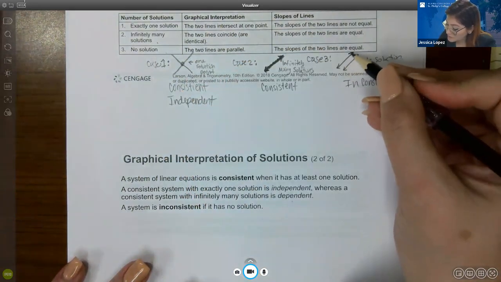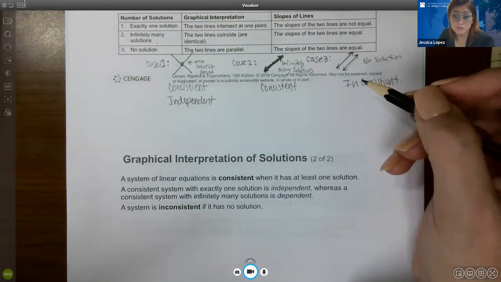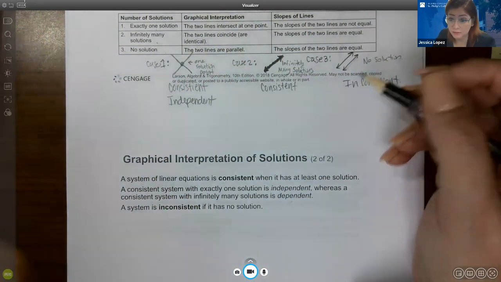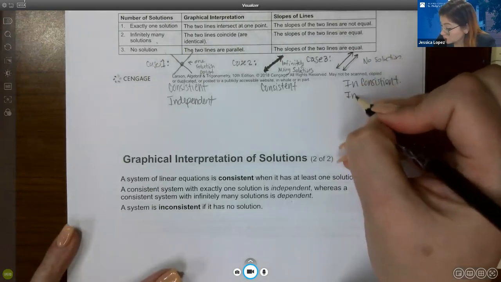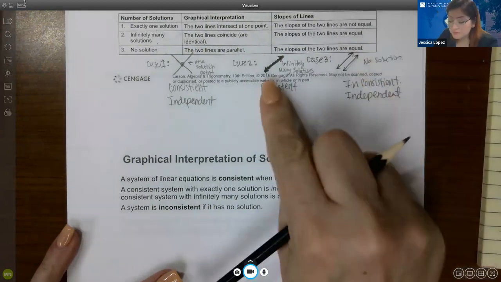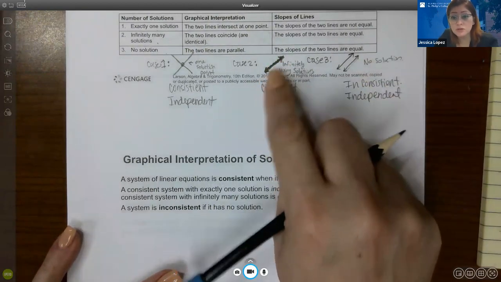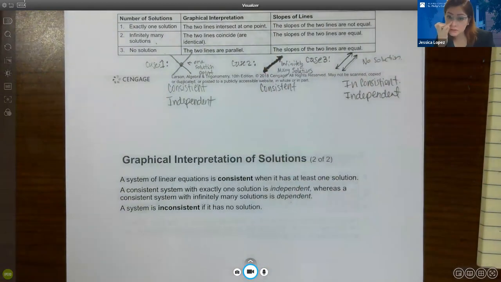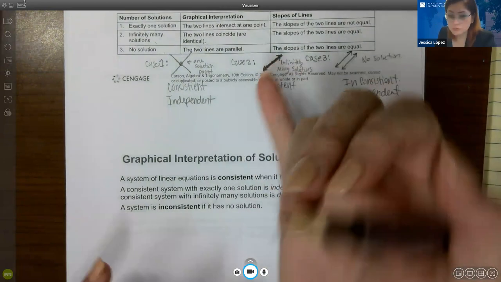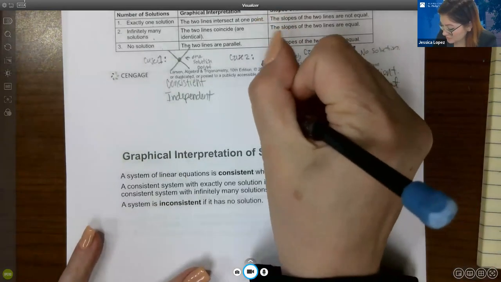Notice over here, you have this equation and that equation completely different from one another. They have the same slope, but they are not the same line, okay? So this one is also independent. But then you have this one over here that lands literally on top of the other one, which means those two equations, although they might have looked different, they are equivalent. And when your two equations are the exact same graph, that is when it's called dependent.